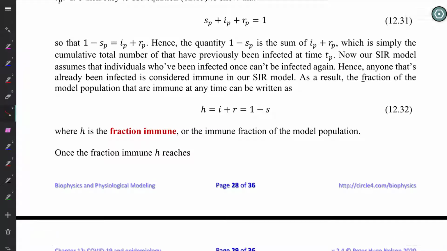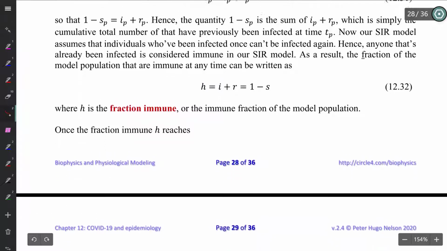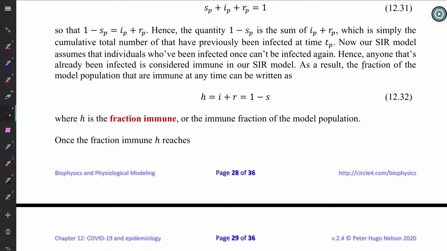So then the next thing that we're going to talk about is this h, and it kind of doesn't quite make sense that we're using h right now, but it has to do with herd immunity, so you can think of h as being related to that. And what it is, it's 1 minus s, so it's 1 minus the fraction susceptible. Now, anybody who's not susceptible is either infectious or recovered, and neither of these two groups can be infected, so you can think of them as being immune. So h is really just the fraction immune.